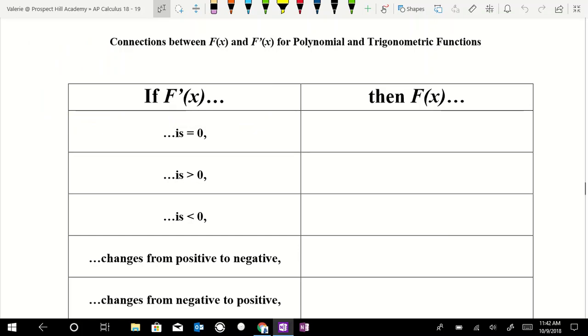Unit 2 video, page 60 to 62. Connections between f of x and f prime of x for polynomial and trigonometric functions.